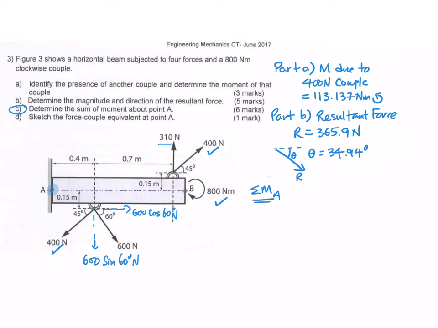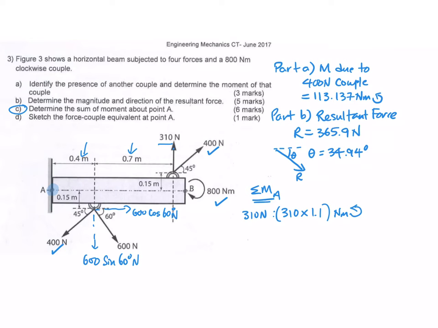So look at the moment due to 310 Newton. The moment due to this force at point A will be 310 multiplied by the perpendicular distance, which is this and this. So it's 1.1 meter. So this is Newton meter, and it will cause an anti-clockwise moment around point A.